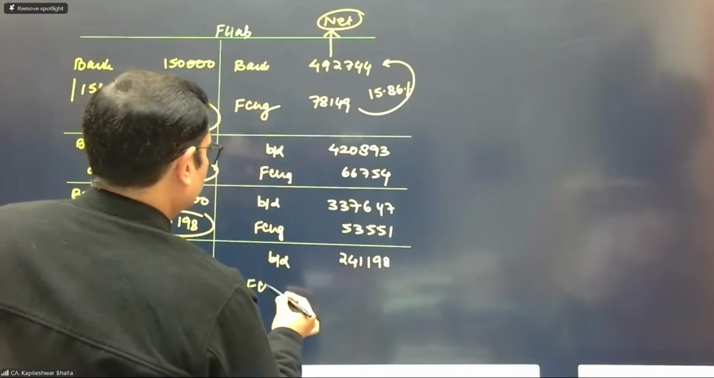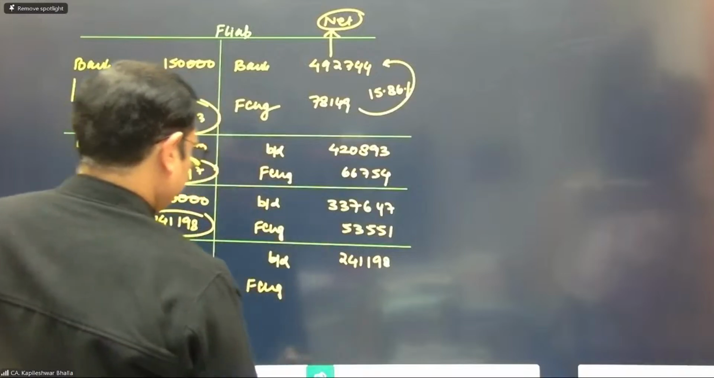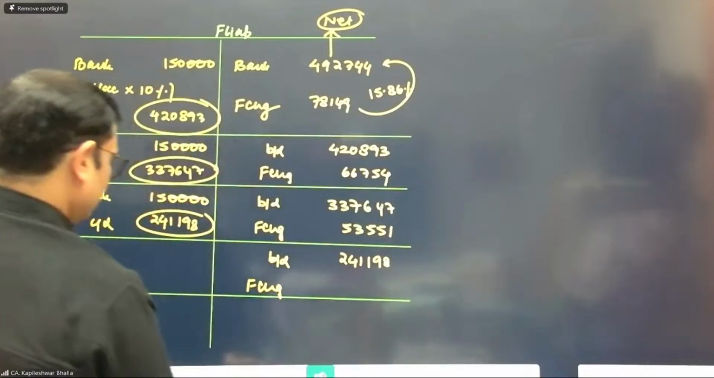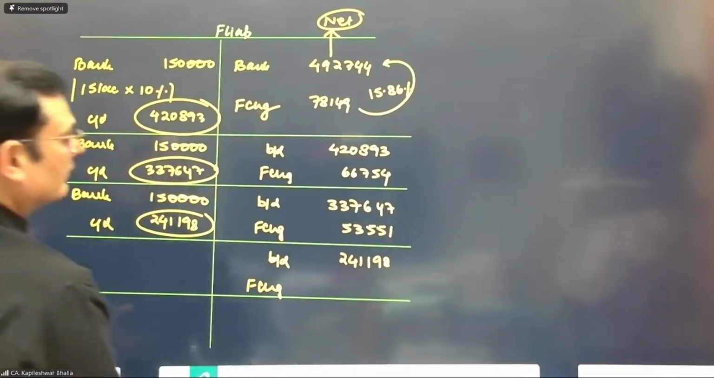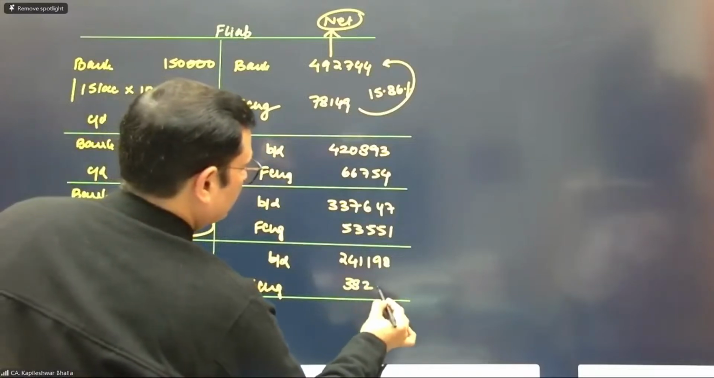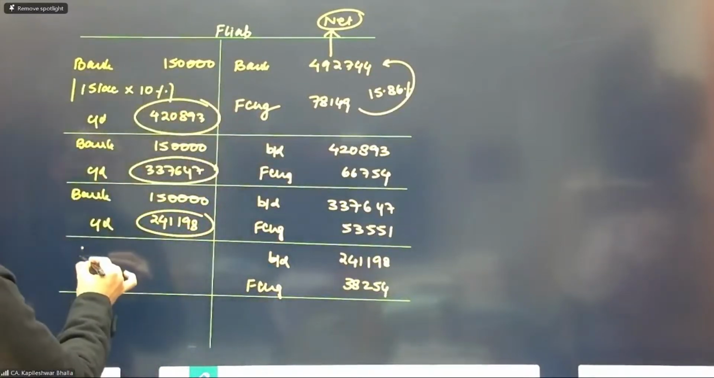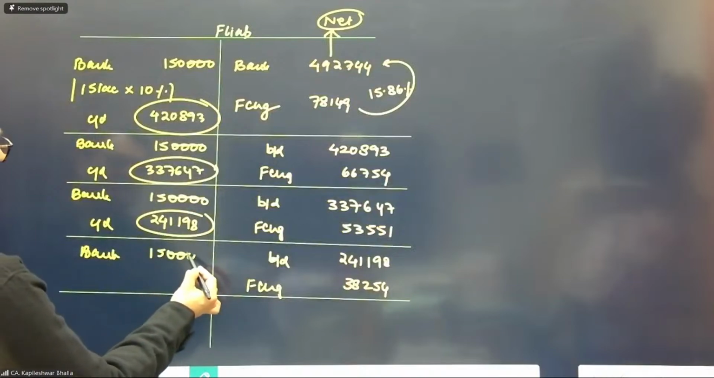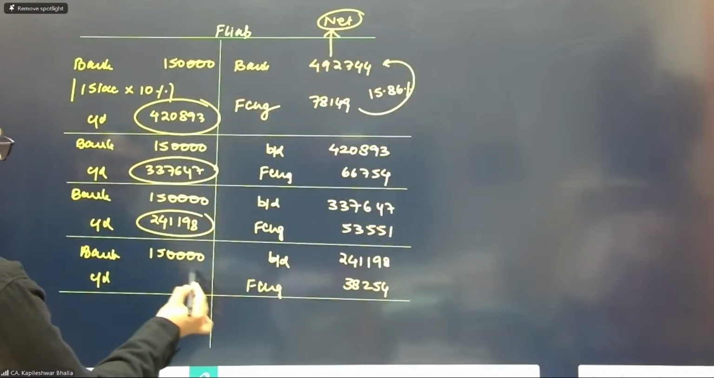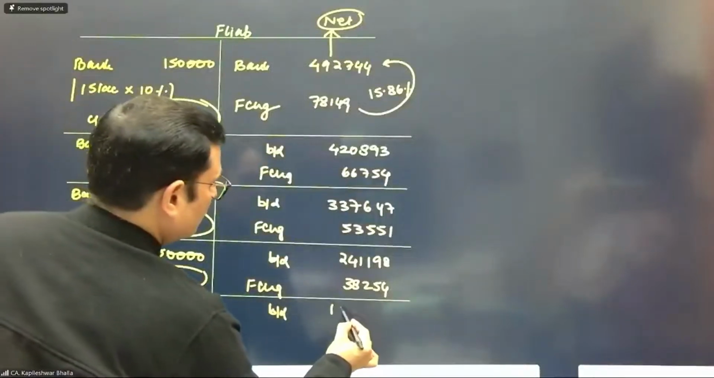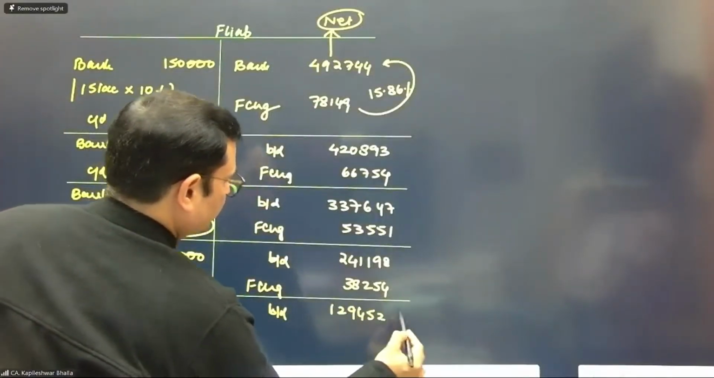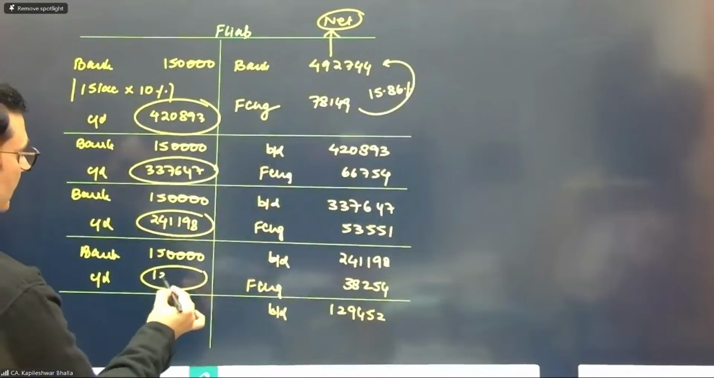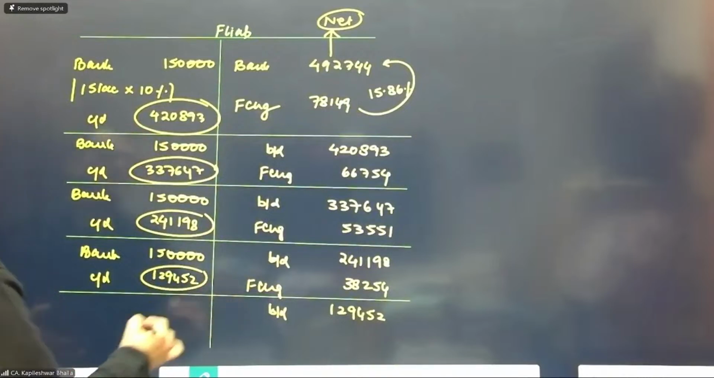Again, we take the finance charge, unwinding, 38,254. Then we make a payment to the bank, which is 1,50,000. We get the balance again, the balancing figure, 129,452. Okay, now this is the fifth year, which is the last year.